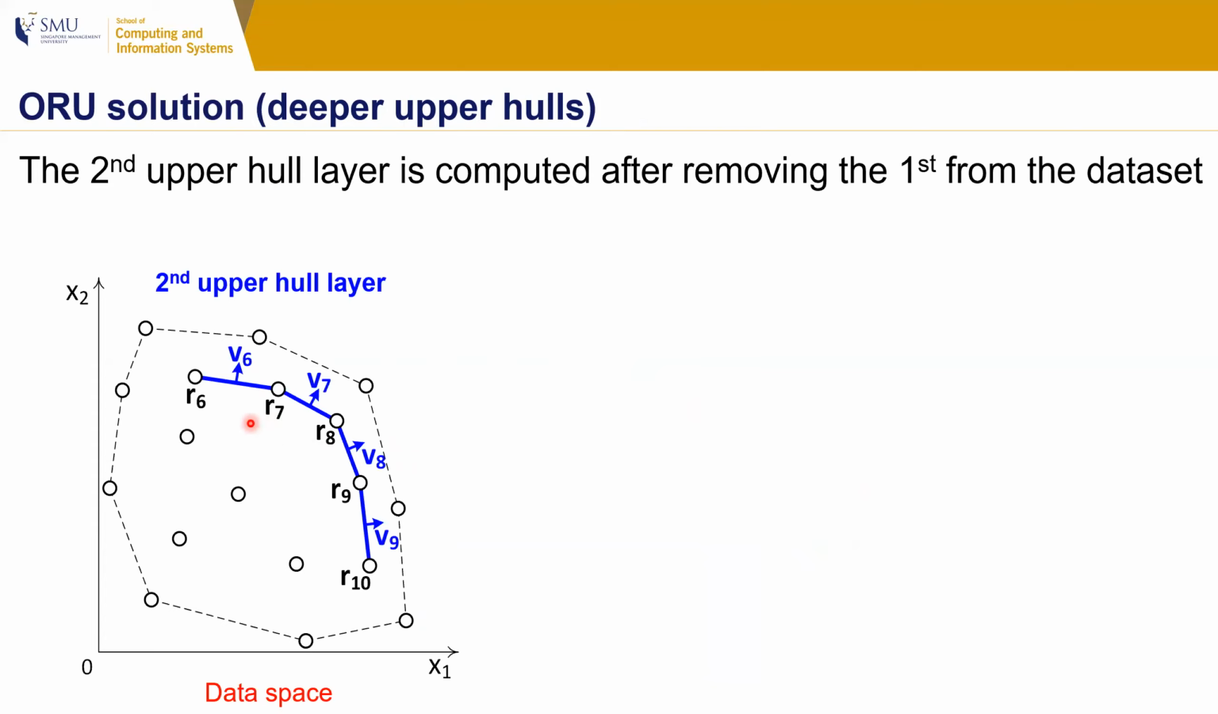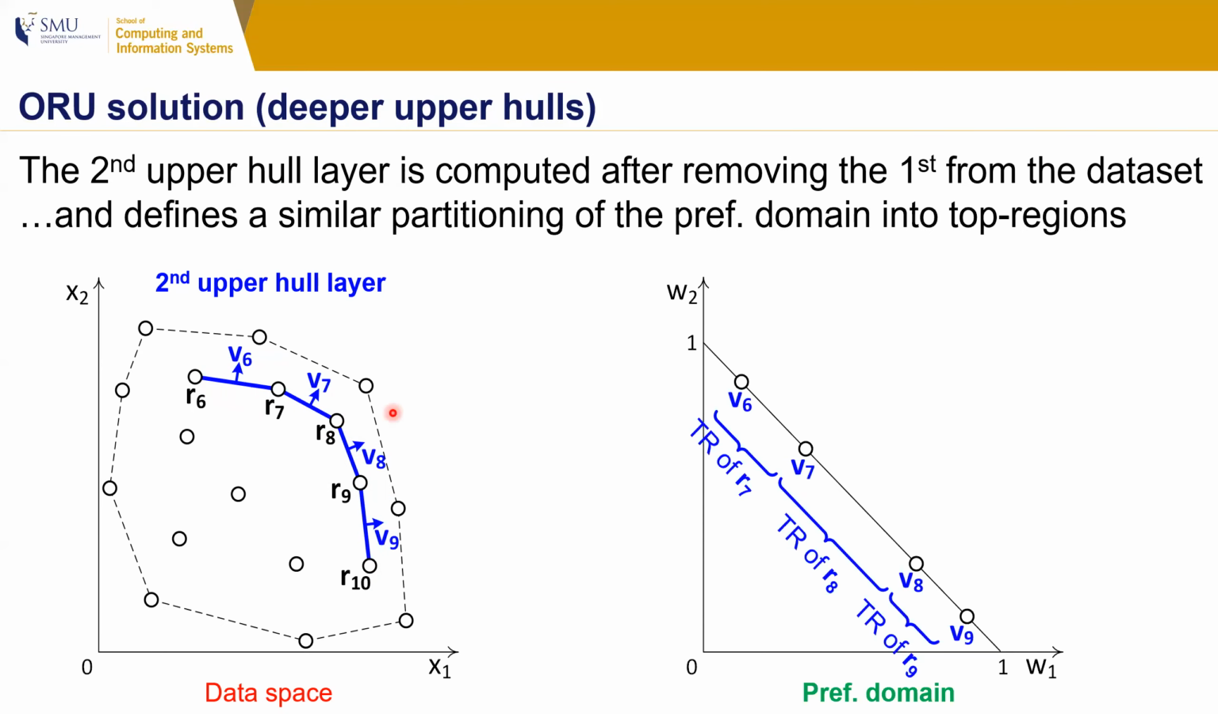This means that if I remove the upper hull layer records from my dataset and I compute the upper hull layer in the remaining records, then the upper hull I will get is the one shown here in blue. This is the second layer, as we call it, of the hull. Now, similarly, the facet norms in this second upper hull layer also partition my preference domain into another set of top regions.